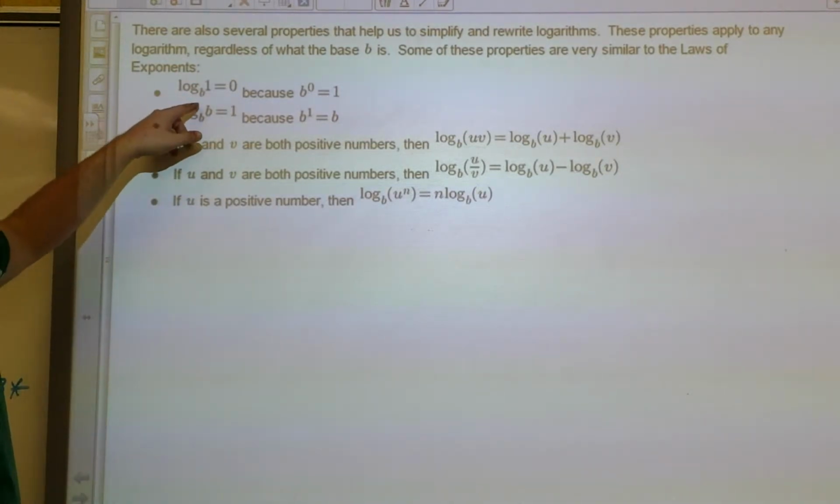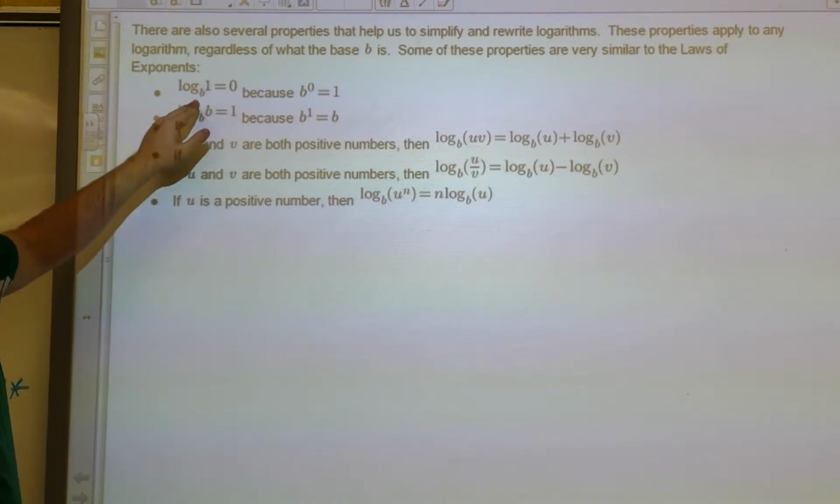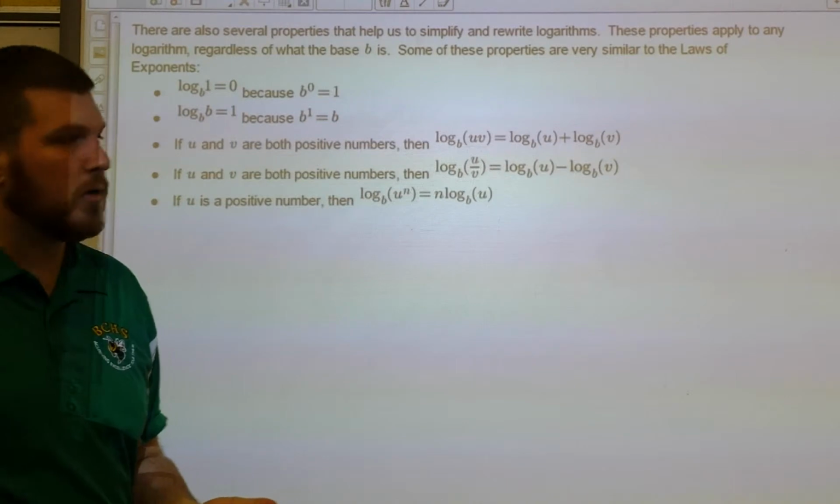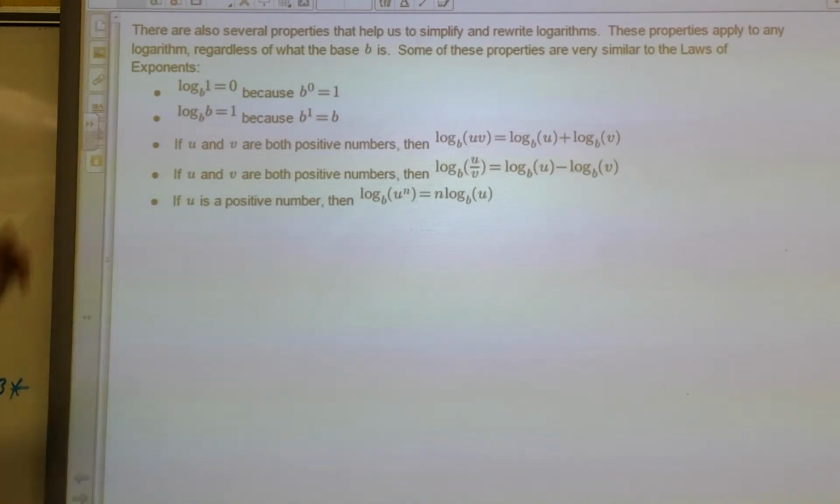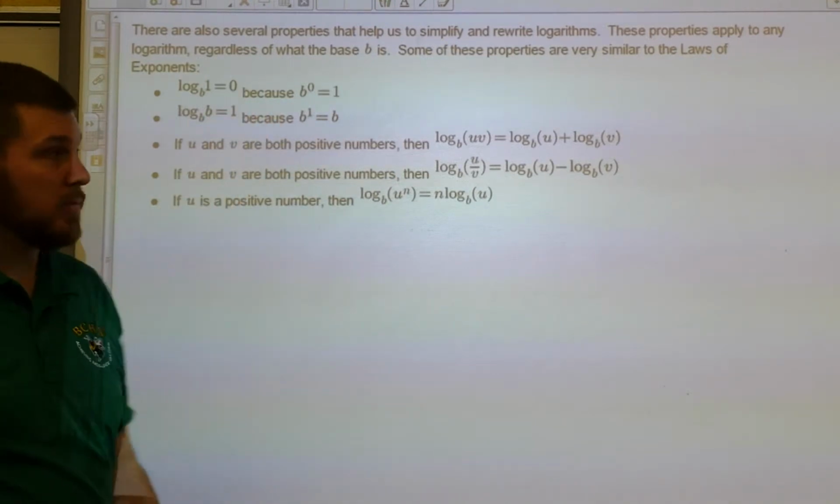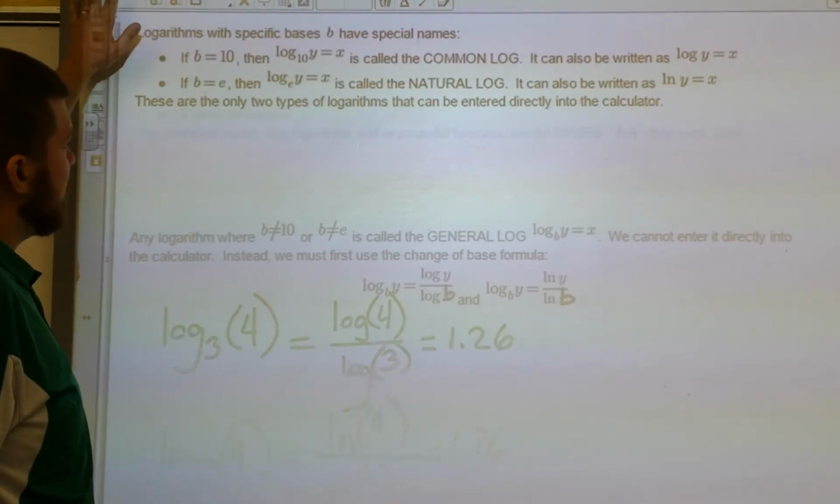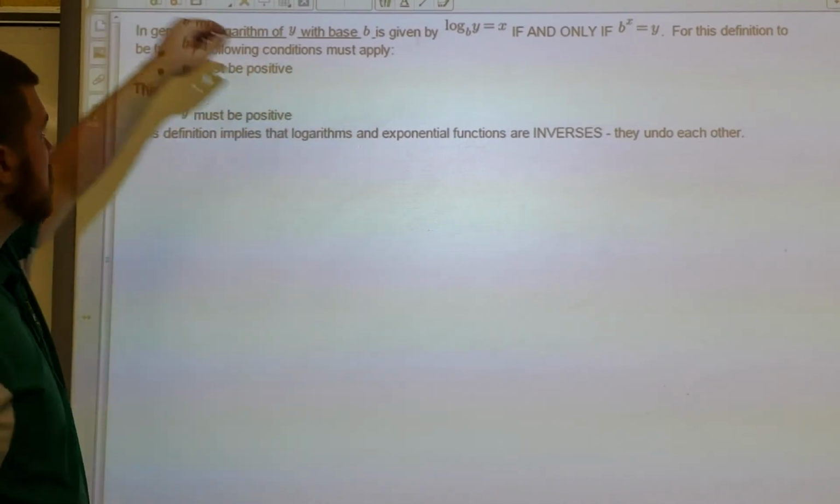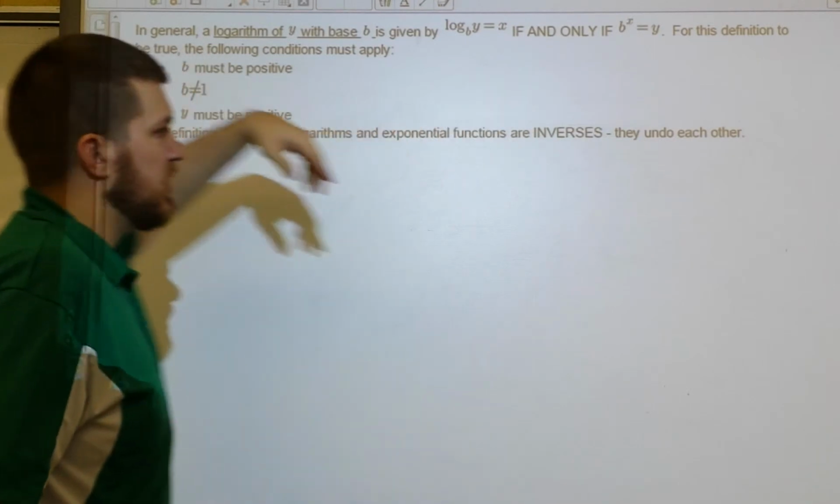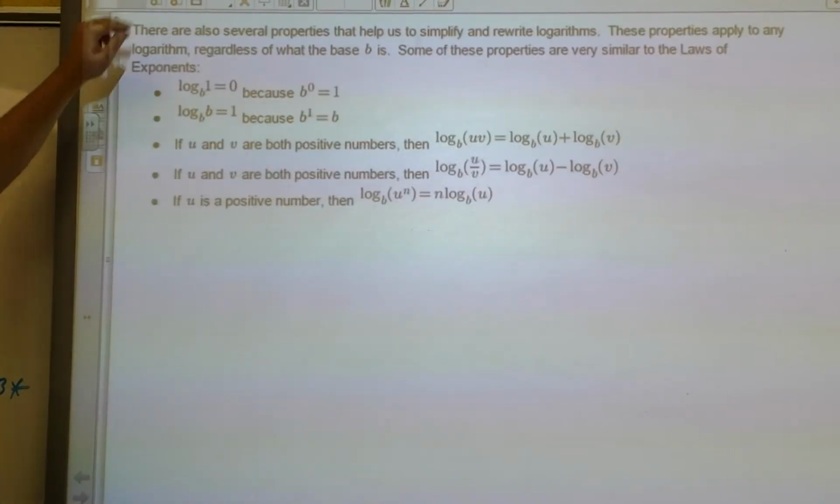So here we have log base b of 1. I don't care what the b is, it's always 0 because b to the 0 is always 1. Log base b of b, again, it doesn't matter what b is, that's always going to be 1 because b to the first power is b. Again, we're just using our original definition that we learned on this page: log base b of y equals x if and only if b to the x equals y. So keep that in mind.